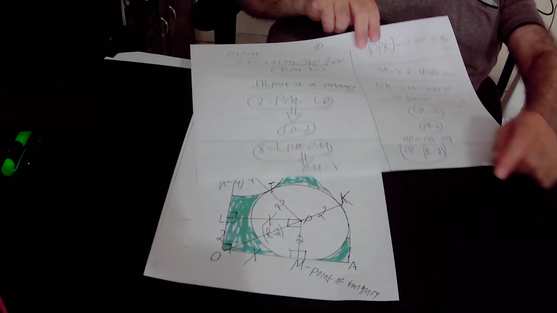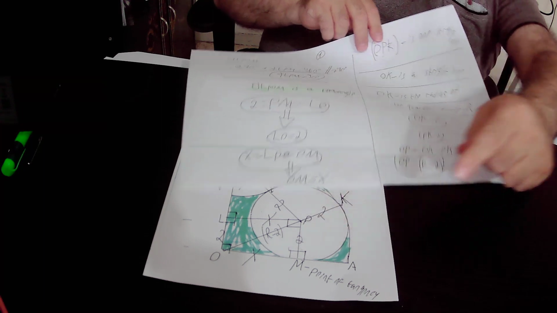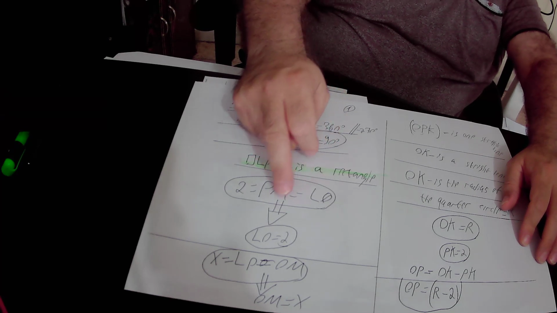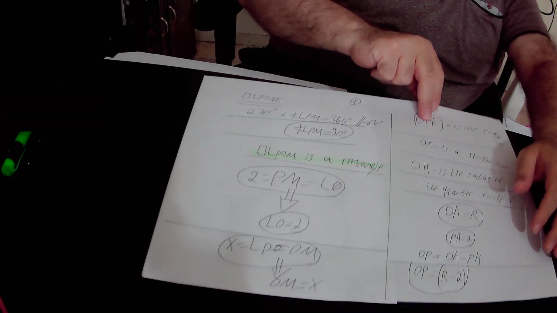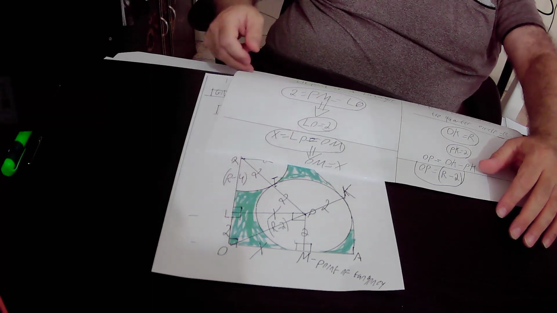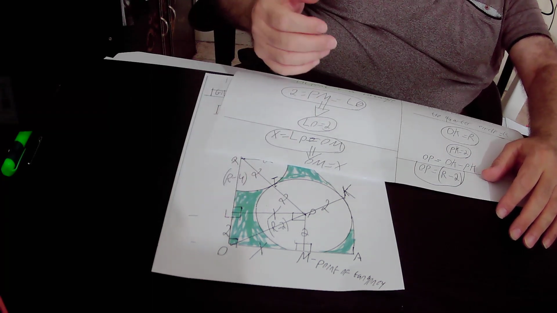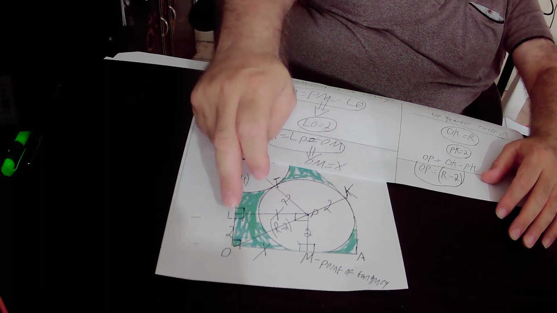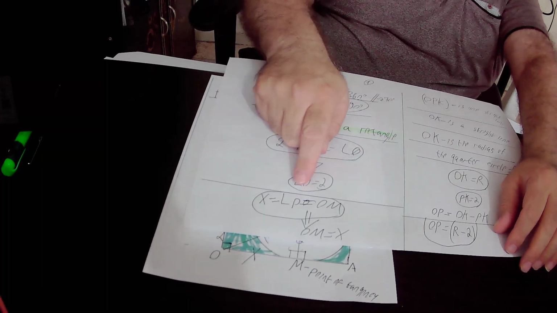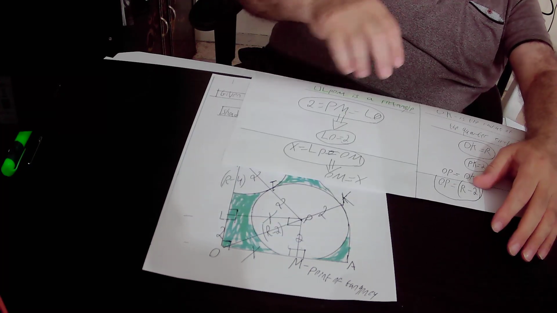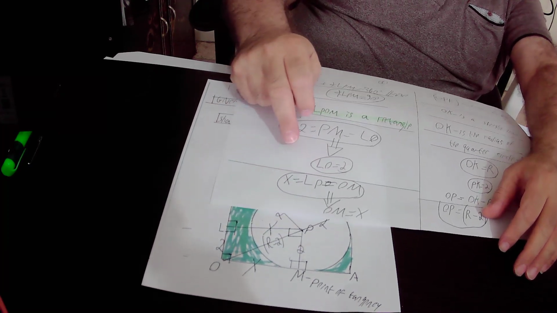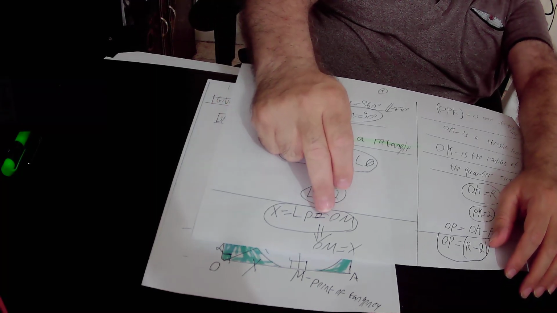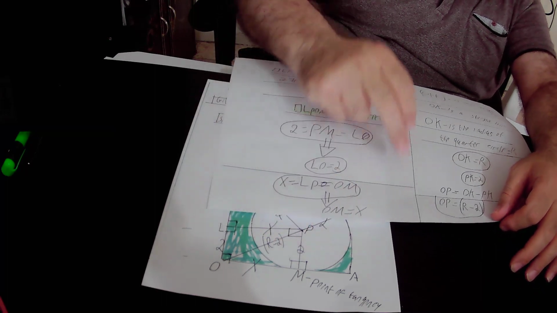But we know that PM equals 2 units. So from this equation, 2 equals PM equals LO, we derive that LO is also equal to 2 units. Likewise, according to the rule that the opposite sides of the rectangle are equal to each other, we get that LP equals OM. So if we define side LP as X, then from this equation X equals LP equals OM, we derive that OM is also equal to X.